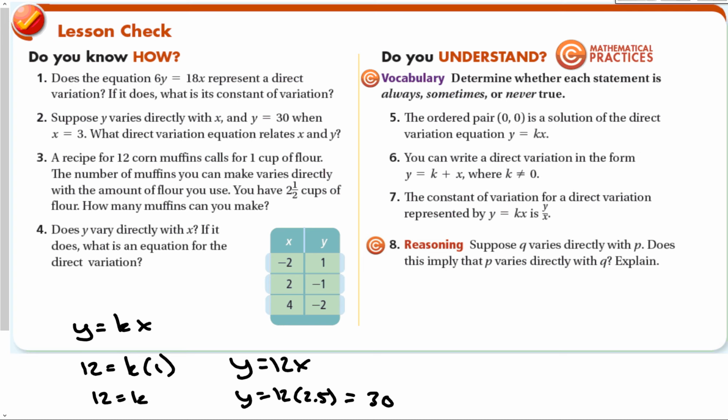Does y vary directly with x? y over x: negative 1 half, negative 1 half, negative 1 half. Yes, and my equation is y is equal to negative 1 half x.